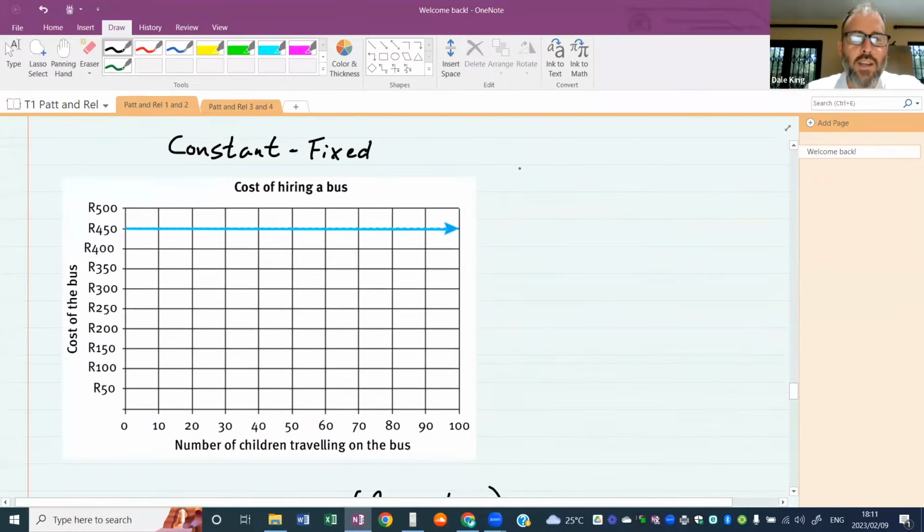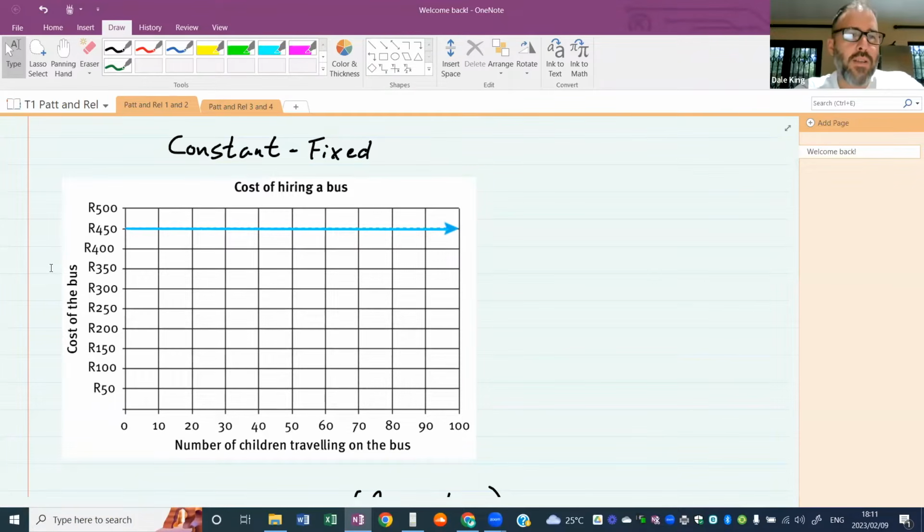The first linear graph, it is a linear graph. There is a relationship here. We have the cost of hiring a bus. You could say that the context behind this graph is that the school wants to hire a bus because they want to take some children out on an excursion, and they're trying to find prices for hiring a bus.